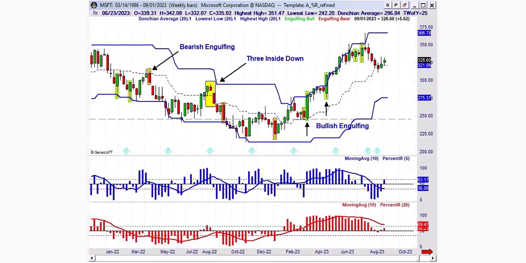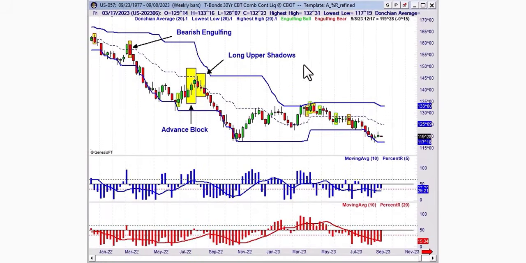And here is a price chart of the weekly 30-year bond. Again, Donchian average. Boom, hit it, reverse. Hit it, reverse. But when we see the reversal, we have a bearish engulfing pattern here. This is an advanced block. Notice that the real bodies are getting smaller and smaller. An advanced block is actually the opposite of, for example, three white soldiers. Whenever you have three white soldiers, you have green candles, or white, but for my charts, because of the color code combination, I use green, where each candle's real body gets successively larger. That's called a three white soldier formation.